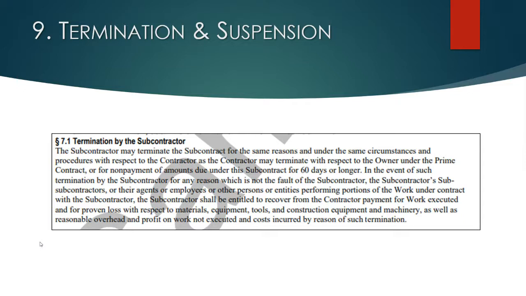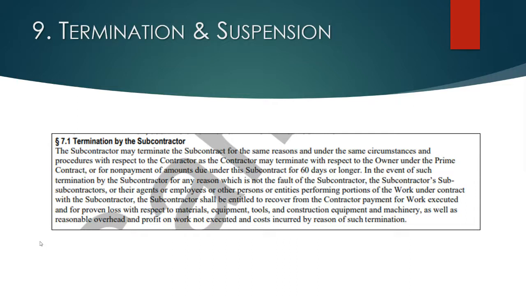But what does it say, real quick? You have the same bases to terminate as the general contractor does with the owner. So you're on a level playing field with the GC. That makes sense. That's fair. What else does it say? It says if you're not paid for 60 days, that's a basis to terminate. Okay, that's not bad.